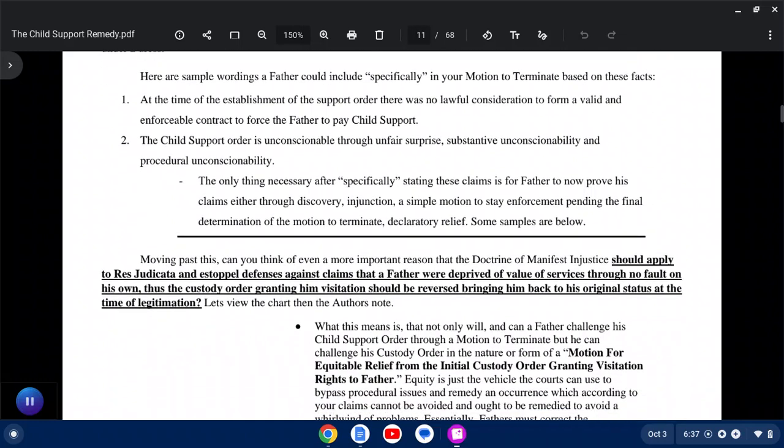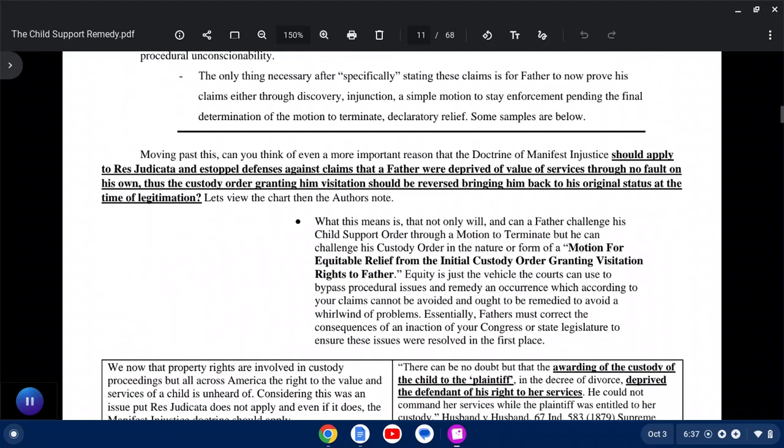Here are sample wordings a father could include specifically in your motion to terminate based on these facts. One, at the time of the establishment of the support order, there was no lawful consideration to form a valid and enforceable contract to force the father to pay child support. The child support order is unconscionable through unfair surprise, substantive unconscionability, and procedural unconscionability.